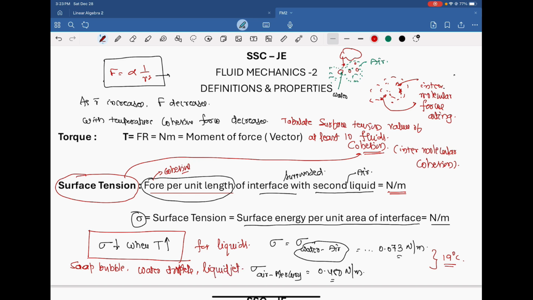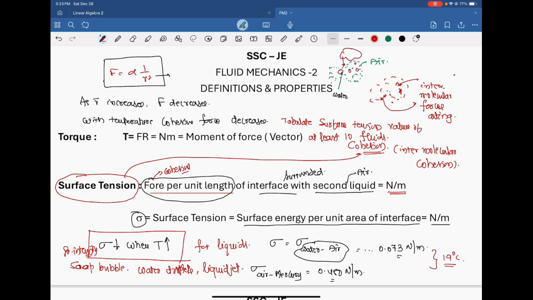We will discuss in detail when we talk about the section on surface tension. I am dealing with definitions and properties presently. I am not dealing in detail or doing any derivations. And the sigma varies for soap bubble separately, water droplets and liquid jet. For soap bubble, the values are different. This is regarding pressure intensity, because from sigma we can calculate the pressure intensity.